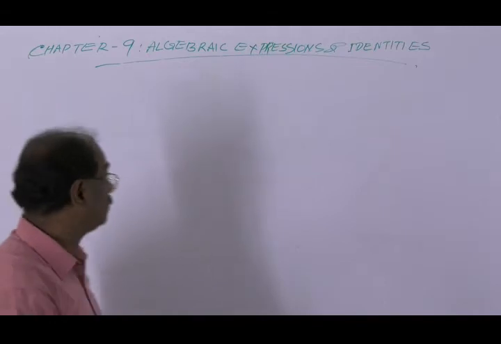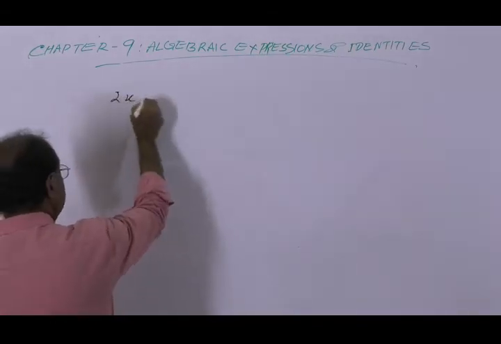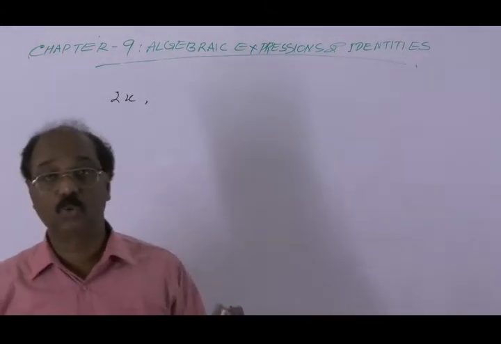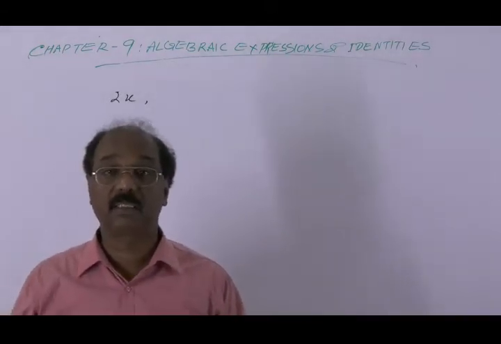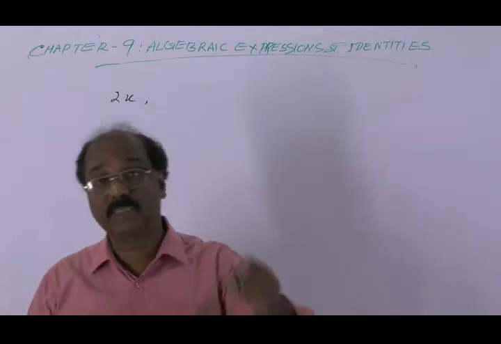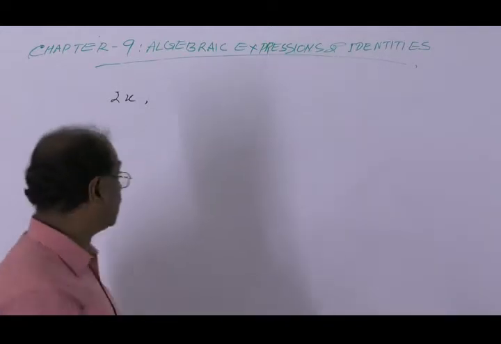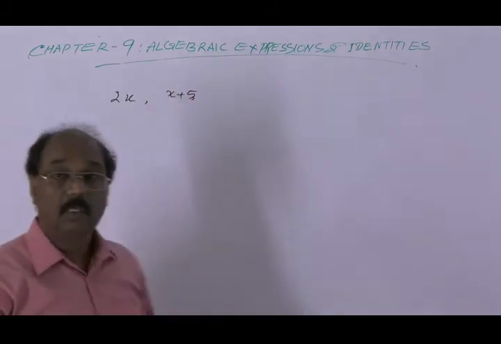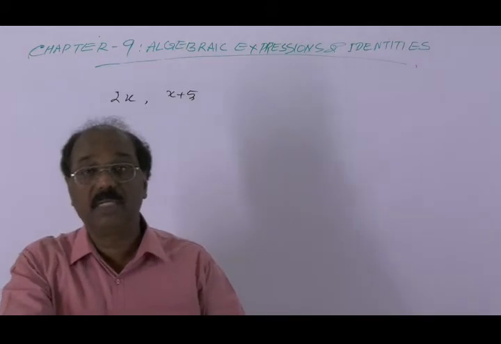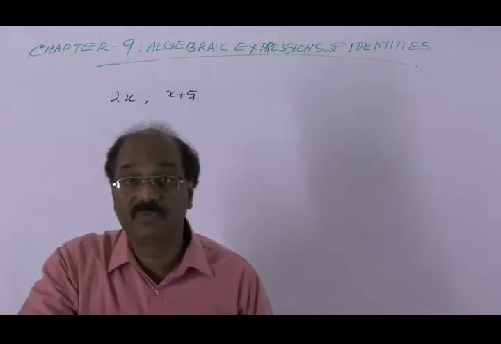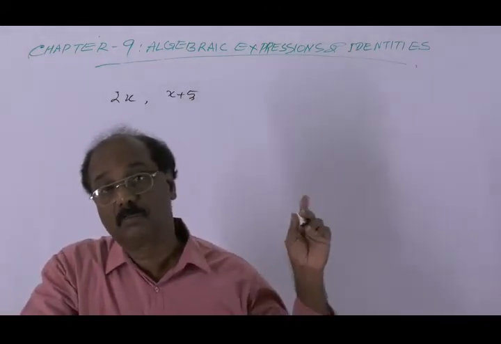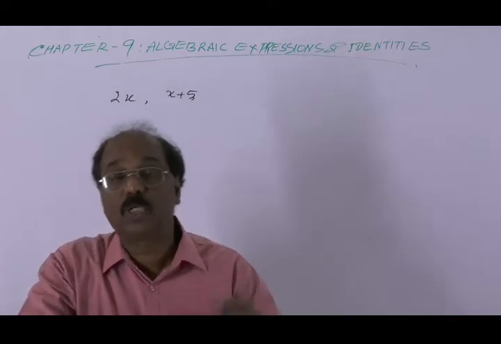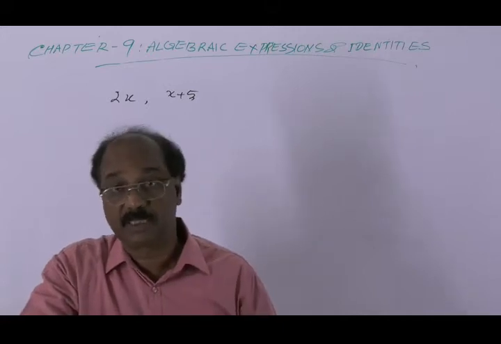For example, consider 2x, which is a combination of the variable x and the constant 2 with the mathematical operator multiplication, 2 into x, 2x. Another one, say x plus 5, a combination of the variable x and 5 with the mathematical operator plus, used to connect. So it's an algebraic expression.